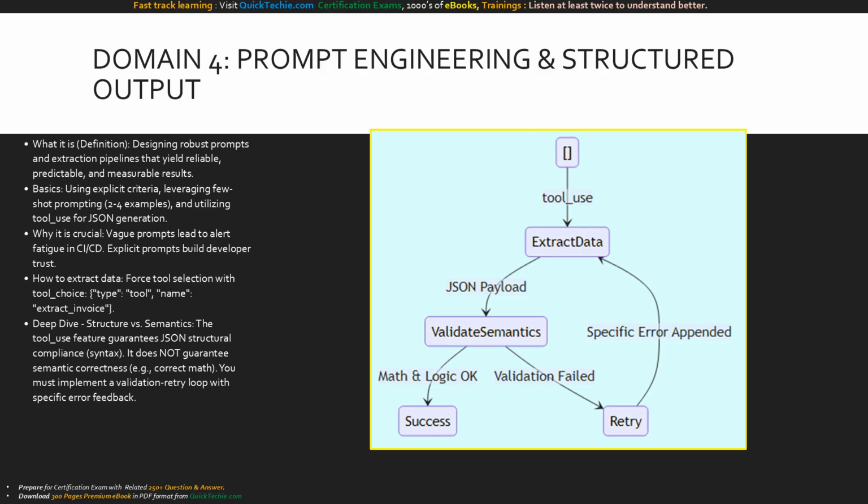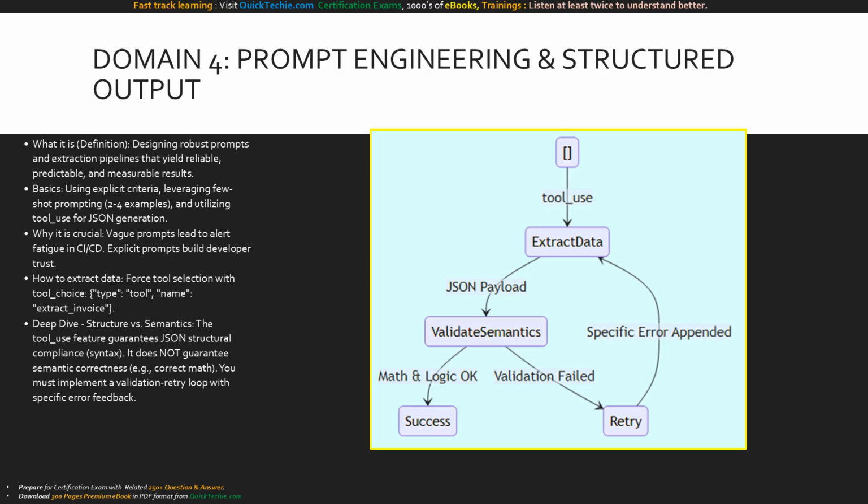When you have ambiguity, few-shot prompting is your best friend. The sweet spot is 2 to 4 examples showing edge cases. Furthermore, to get guaranteed JSON structure, you must use the tool use functionality with forced tool choice. But listen carefully: tool use only guarantees the structure and syntax of the JSON. It does not guarantee the semantics, like ensuring line items add up to the total.